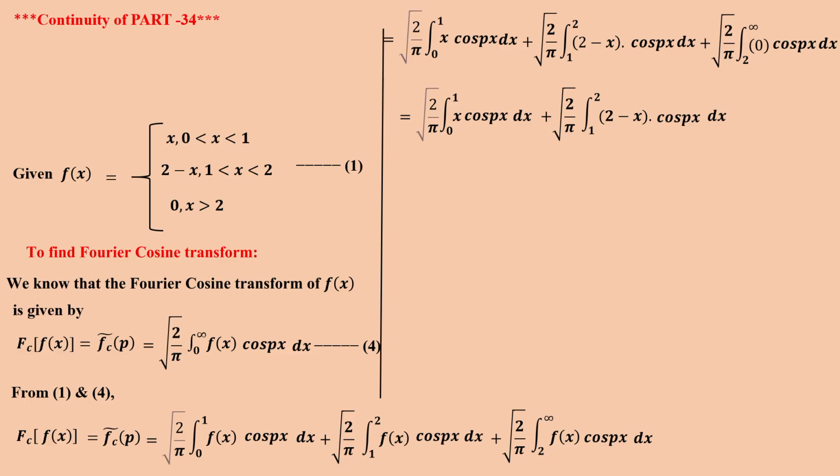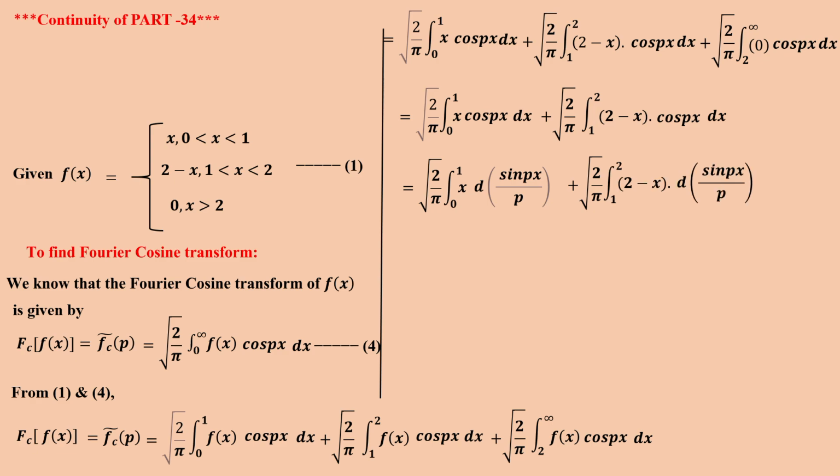The last integral is 0. Now this can be written as root 2 divided by pi integral 0 to 1 x into the derivative of sine px by p, plus root 2 divided by pi integral 1 to 2 of 2 minus x, the same one, derivative of sine px by p. So we are going to evaluate the integrals using the integral u dv formula. It is best to use Bernoulli's formula. This is equation number 5.